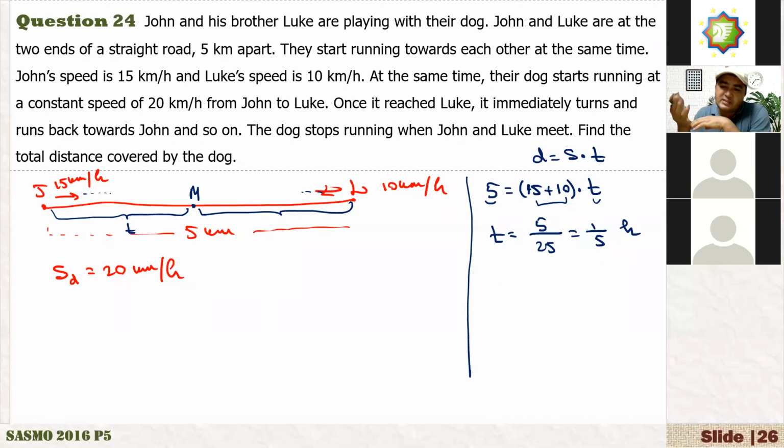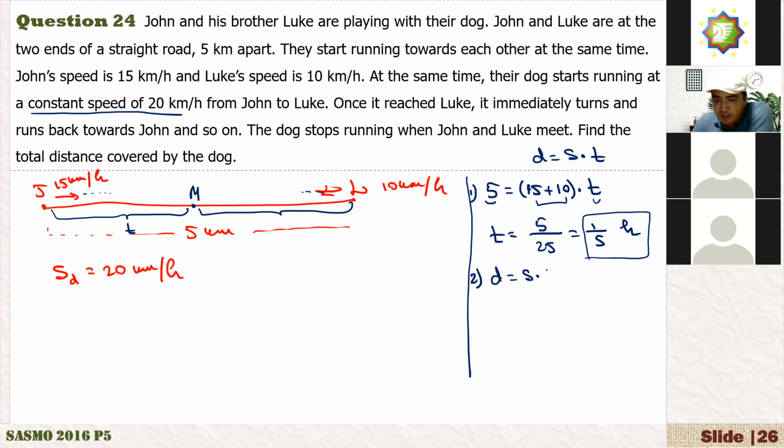What should we understand from here? The dog is running until they meet each other, which means the dog runs for this many hours. We know the dog's speed is 20 kilometers per hour. To find the distance traveled by the dog, it is speed times time, which is 20 times 1 over 5, equal to 4 kilometers.